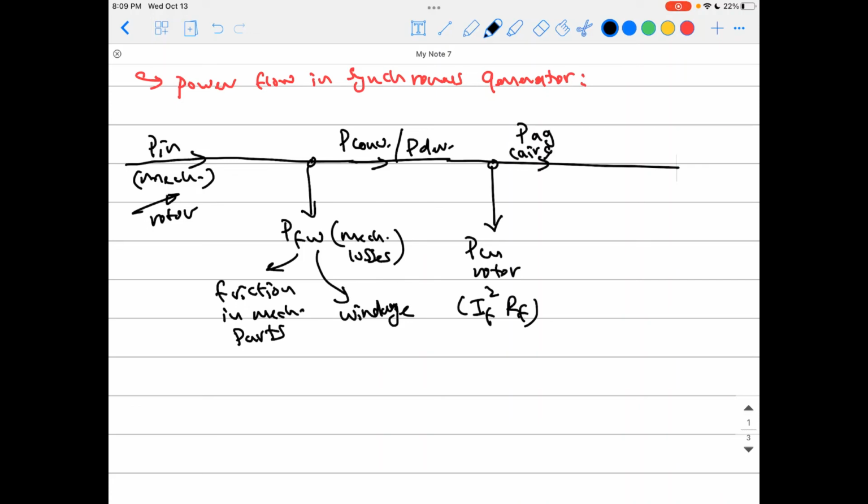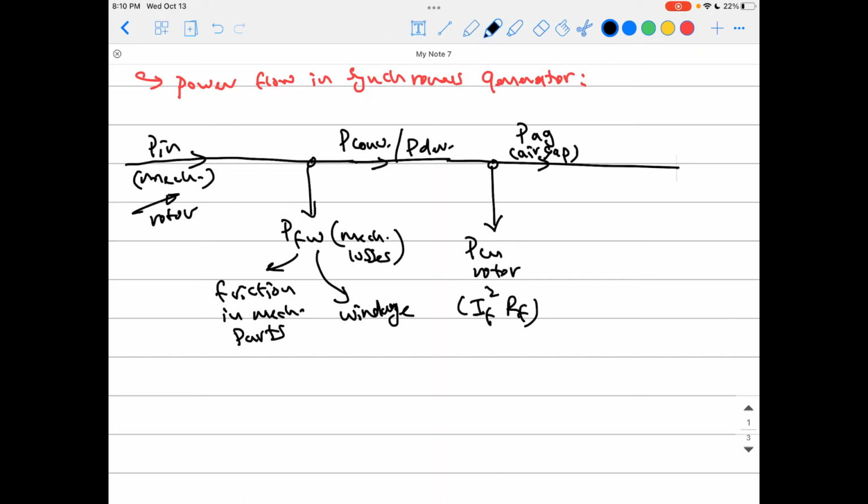Because we are talking about energy conversion, the mechanical power goes to the rotor and is converted, in the stator, into electrical power. So that's how it works. You lose some of it in friction and windage, the rest is the converted power. You lose some of it as copper losses in the rotor winding, and the rest crosses the air gap toward the stator, what we call the air gap power.